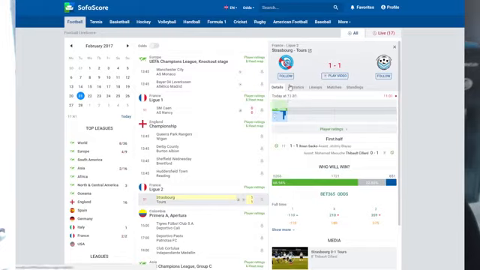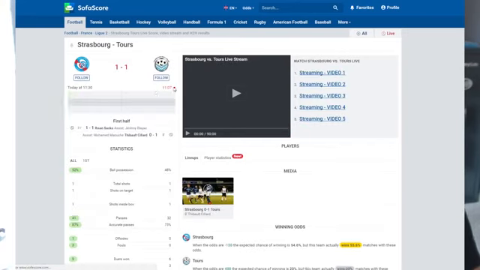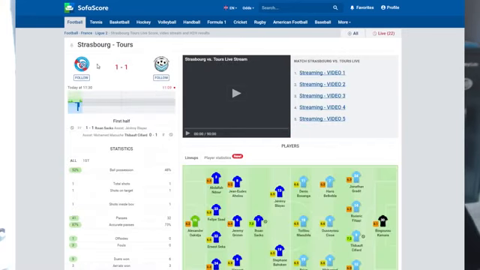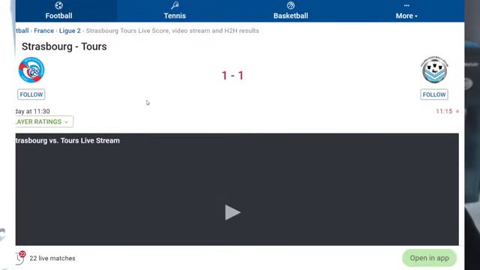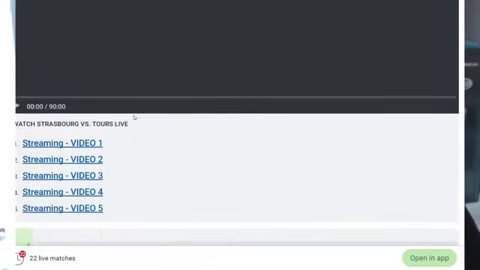Some of them don't have it. This one does. So we'll open this up. Let's let it load. All right. So here we are. This is a live game. We're not going to bet this because I know nothing about these teams. It's already 1-1. So this is a high-scoring game here. This is those teams there.